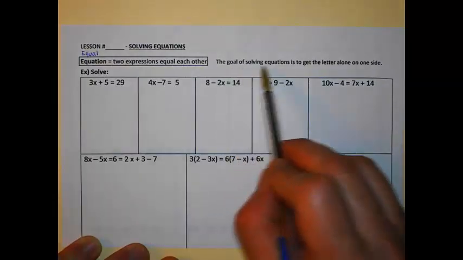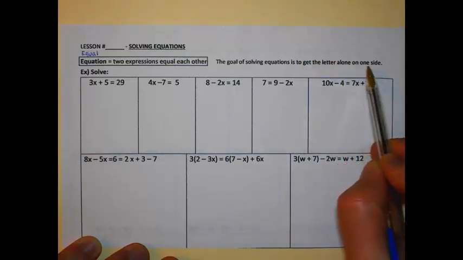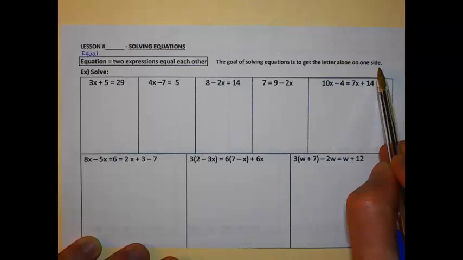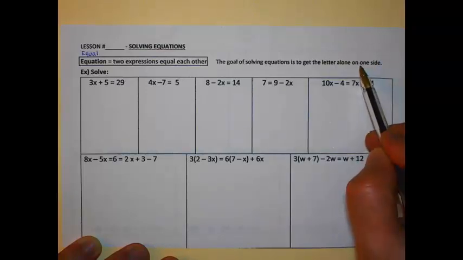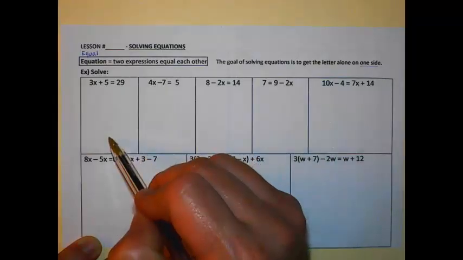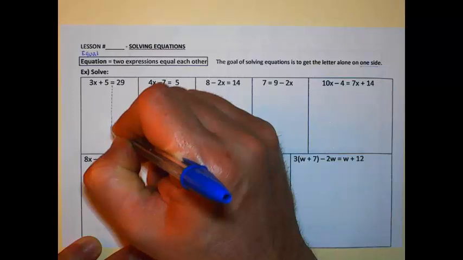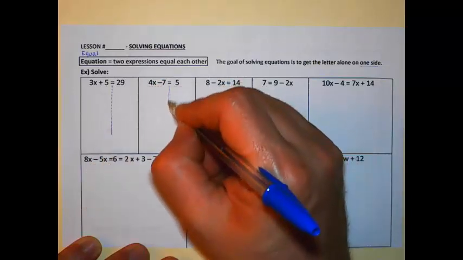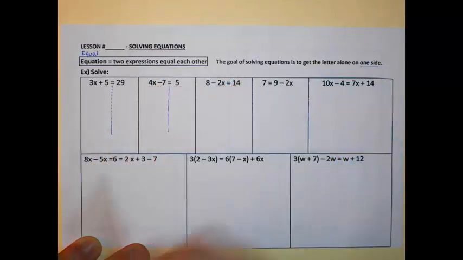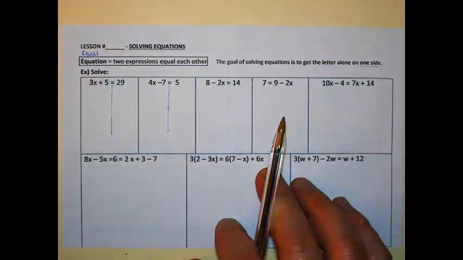Okay? The goal of solving equations is to get the letter alone on one side of the equation. What do I mean by one side? Well, the equal sign divides the equation into two sides. So if you want, you can draw a border right at the equal sign. And my goal is to get the letter alone on one side of the equation.